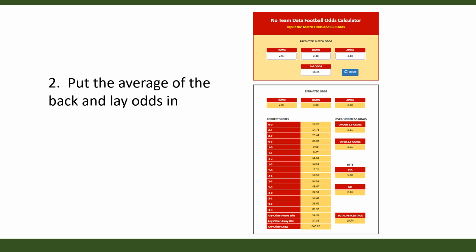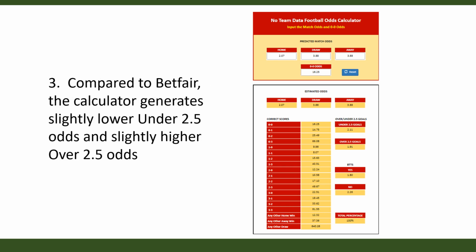And the other thing is that the calculator gives out slightly lower odds on under 2.5 goals compared to Betfair. In addition, it gives out slightly higher odds on over 2.5 goals relative to Betfair. And this is reflected in the odds on other markets. However, it's such a small difference on the 2.5 goal market that you might not even notice the effects on the current score market. I've used this calculator for over a year, and when I look at the odds, I've just kept aware of this slight difference.